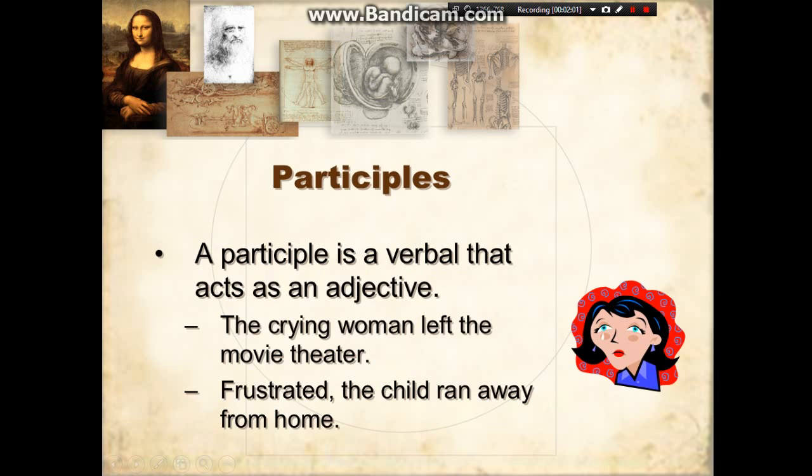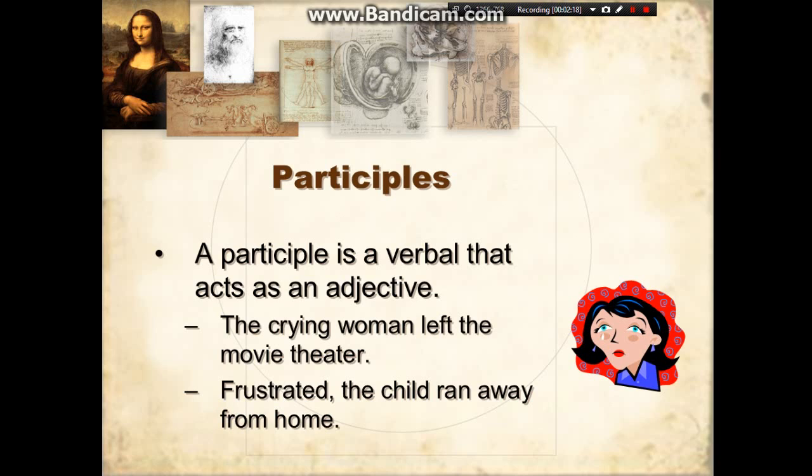Oh. All right, so we're going to start with participles. Wow, I am just all confused today, but we're flipping back to participles. That should be your first flap. And on the top part of the flap, you need to write that a participle is a verbal that acts as an adjective.